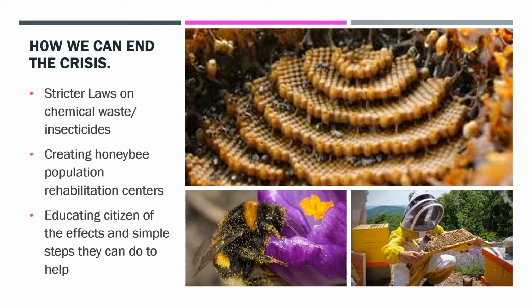One of the remedies that our research team has come up with is to create stricter laws on chemical waste, especially within major companies and corporations. It is found that over 100 million tons of toxic waste is dumped into our world's oceans, rivers, and lakes each year. The second remedy that we have created is the use of honeybee population rehabilitation centers.